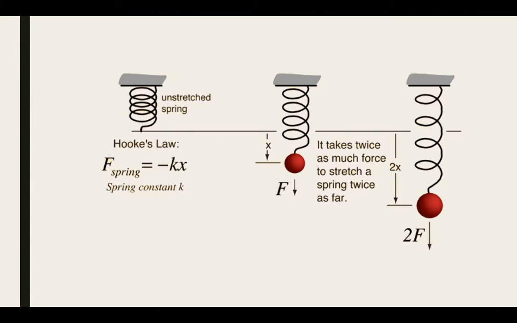In this diagram, it shows on the left a normal spring. In the middle picture, it shows that the spring has been stretched by x length with F force. And the picture to the right of that is the same spring stretched twice as much as the x length, which gives it twice as much force.